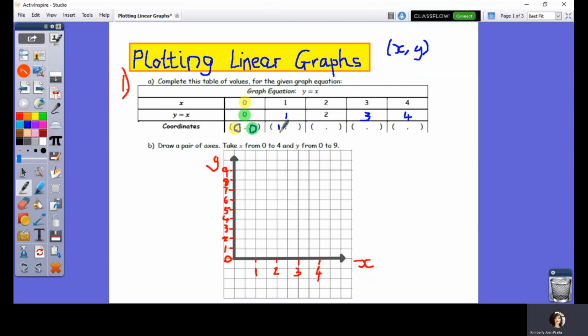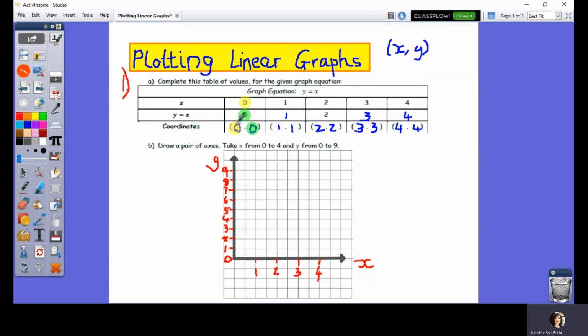The second coordinate is 1, comma 1. Then 2, comma 2, 3, comma 3, and 4, comma 4. The idea of working out coordinates from a table is that you will have a very organized way of showing your working, plus getting your coordinates easily. It is an easy method to get your coordinates.